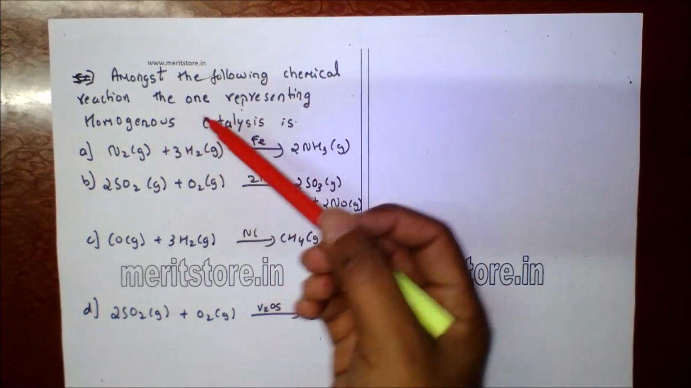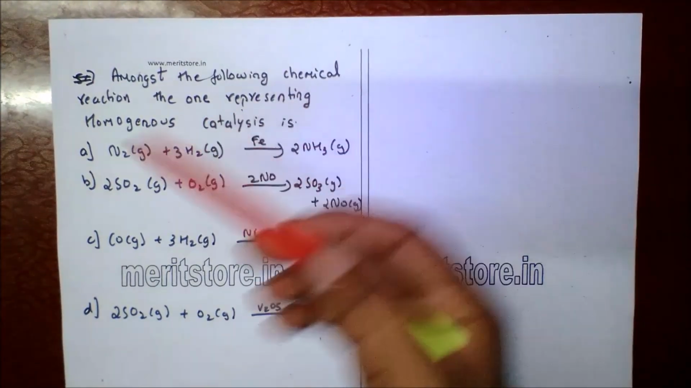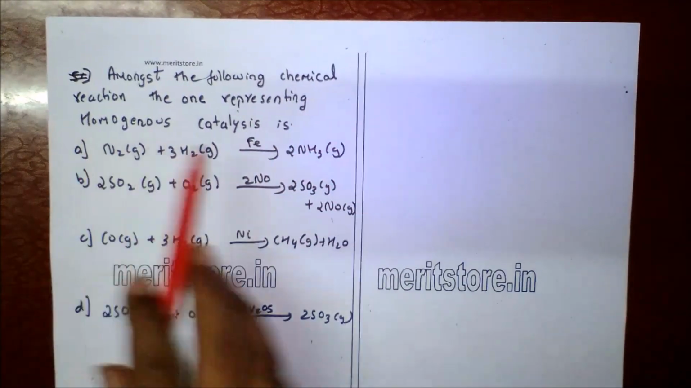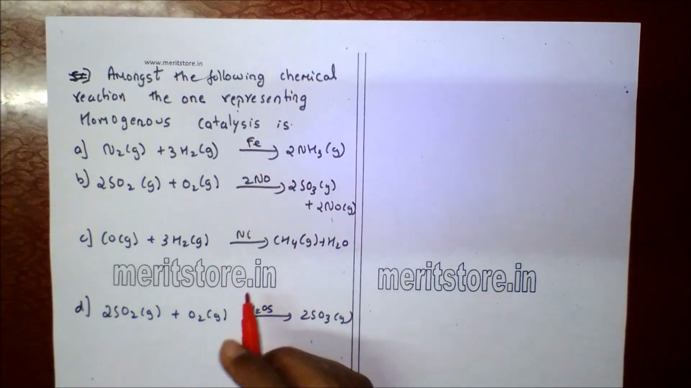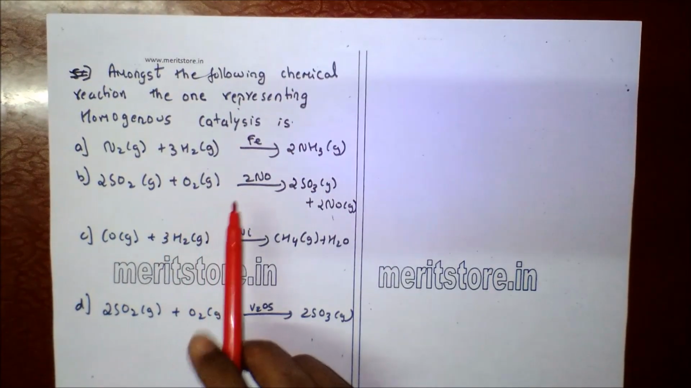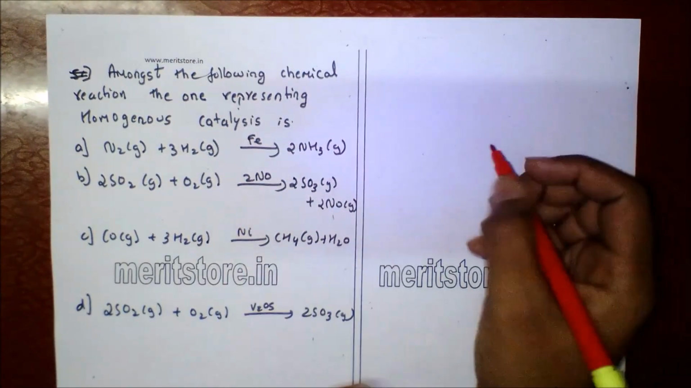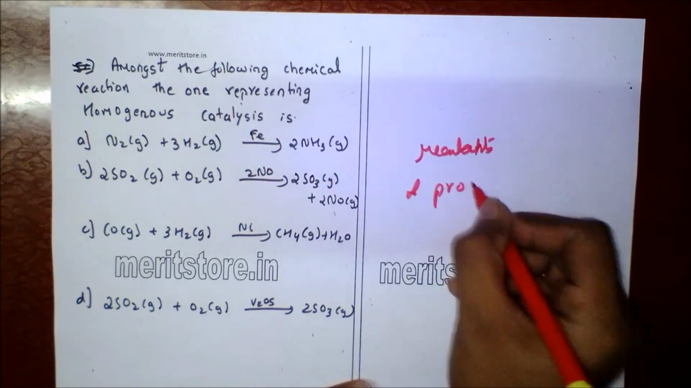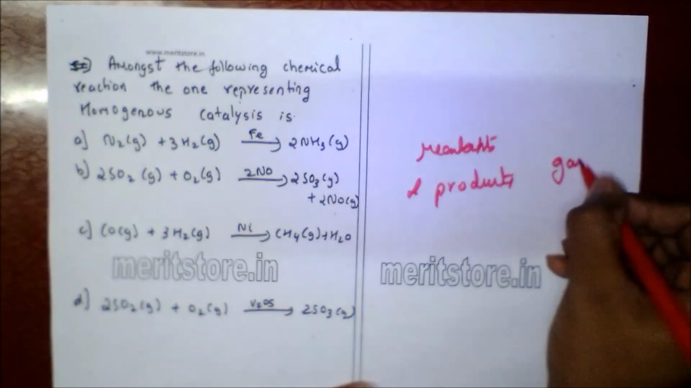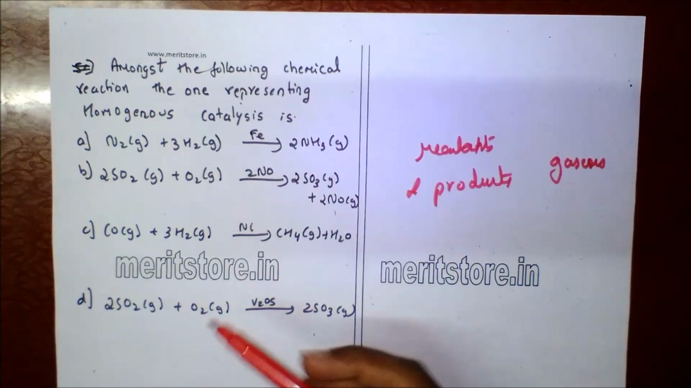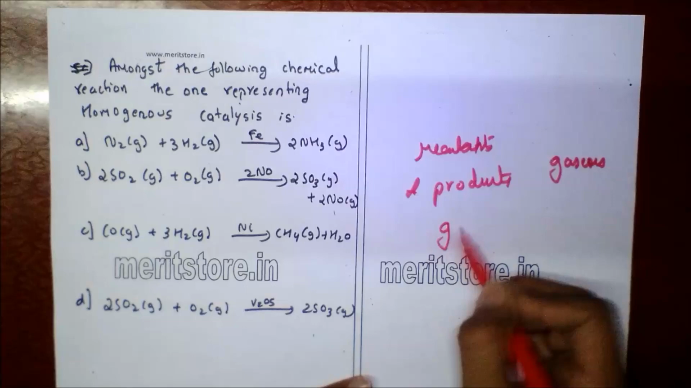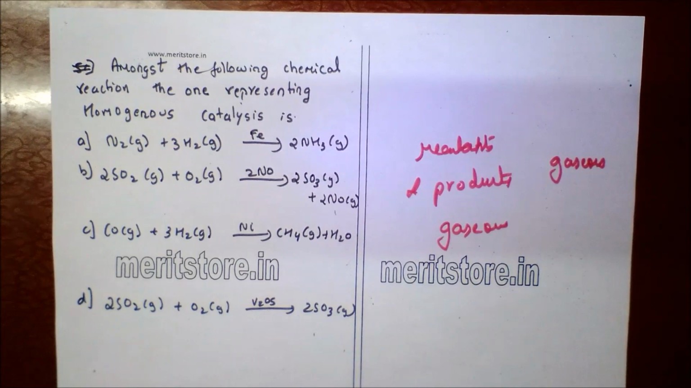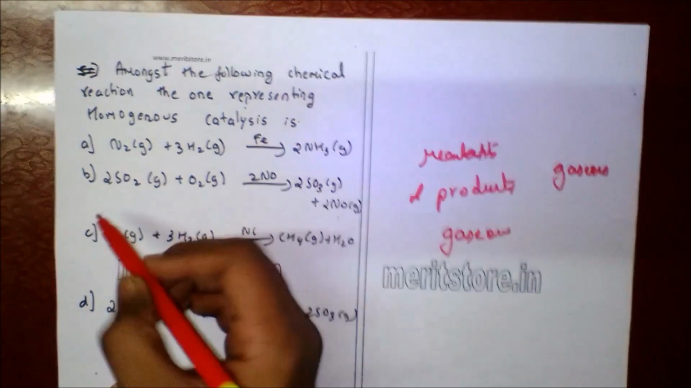Now, what is homogeneous catalysis? When the reactants, products and the catalyst are in the same phase, then the reaction is called homogeneous catalysis. Now, in the reaction 2SO2 plus O2 gives 2SO3 with NO, the reactants and products are in the same state, which is the gaseous state. Here the NO, which is the catalyst, is also in the gaseous state. Hence, this is a homogeneous catalysis. None of the other three are homogeneous catalysis. Therefore, the correct answer is option B.